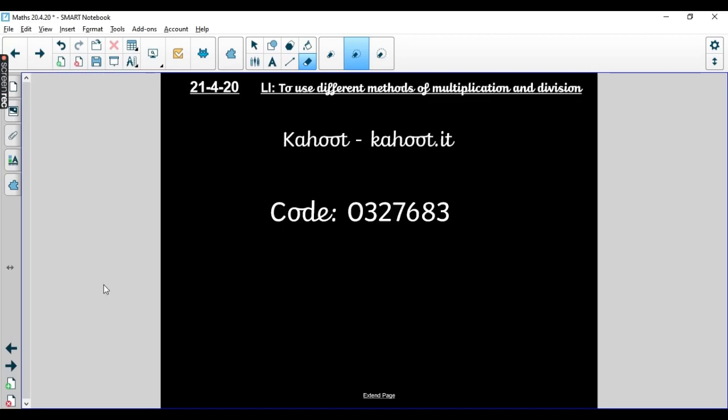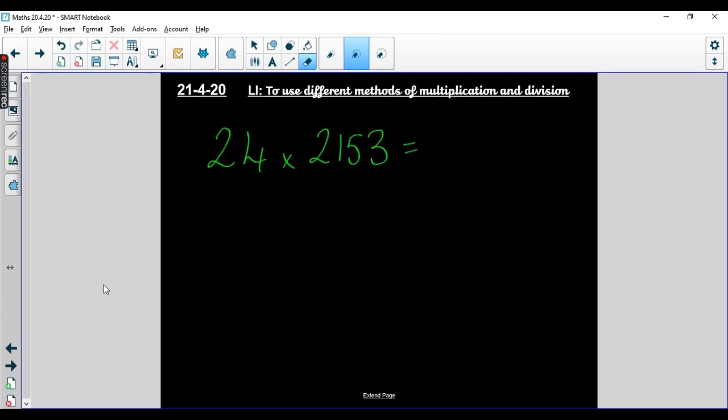Now then, as always, we're going to start with a little starter. There's a Kahoot challenge, again. Well done yesterday. There were quite a few people who got 100% yesterday. See if you can beat your score from yesterday today. The code is there, and of course the link and the code is all on the daily task sheet as well. So there is your challenge.